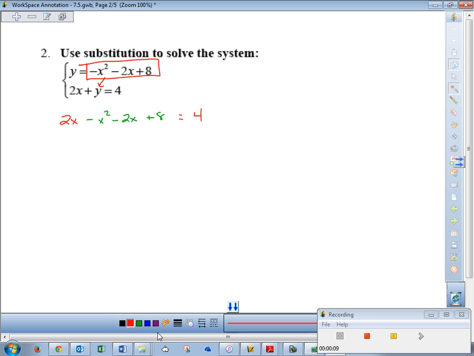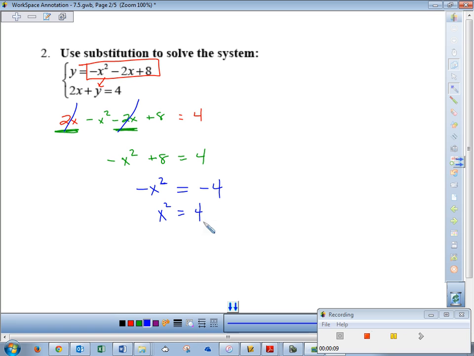Now, this is quadratic because you've got x squared and x to the first, but since these are like terms on the same side, what does 2x and a negative 2x add up to be? Nothing. So you've got negative x squared plus 8 equals 4. These cancel each other out, right? They added up to be nothing. Subtract 8 from both sides. Because there's no x to the first, you only have x squared, let's get x squared all by itself. Divide by negative 1, x squared equals 4.